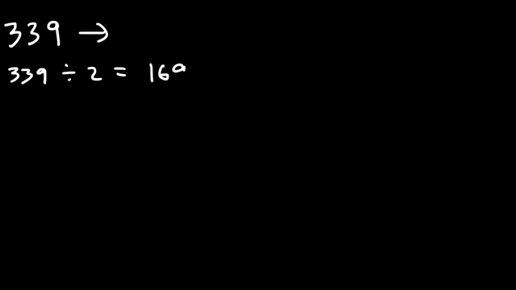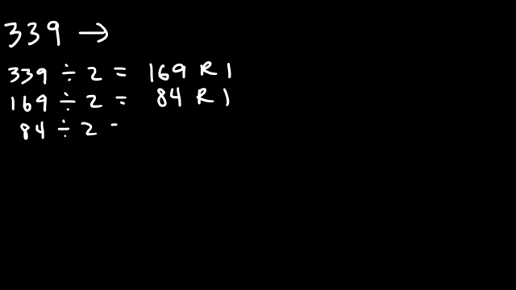Now let's work on the last example, 339. So let's divide 339 by 2. This will give us 169.5, or 169 remainder 1. And then divide 169 by 2. And so that's going to be 84.5, or 84 remainder 1. And then 84 divided by 2, that's exactly 42. So 42 remainder 0. And then 42 divided by 2 is exactly 21.